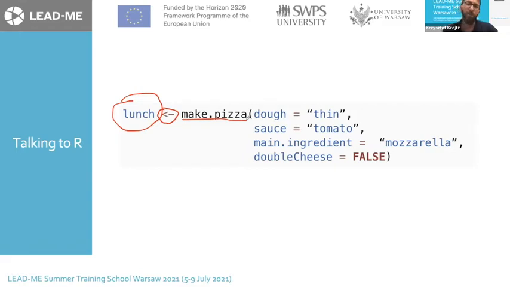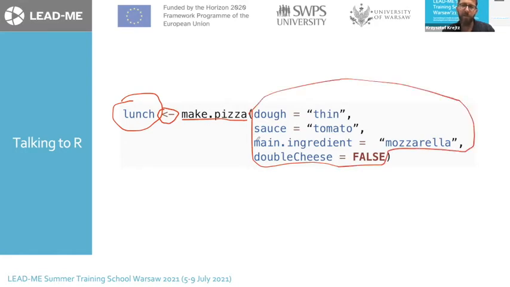So let's say I want to have pizza on thin dough, and the rest is a specification. The specification given to this function is called function arguments. So dough, I want to have thin, dough equals thin, then comma.